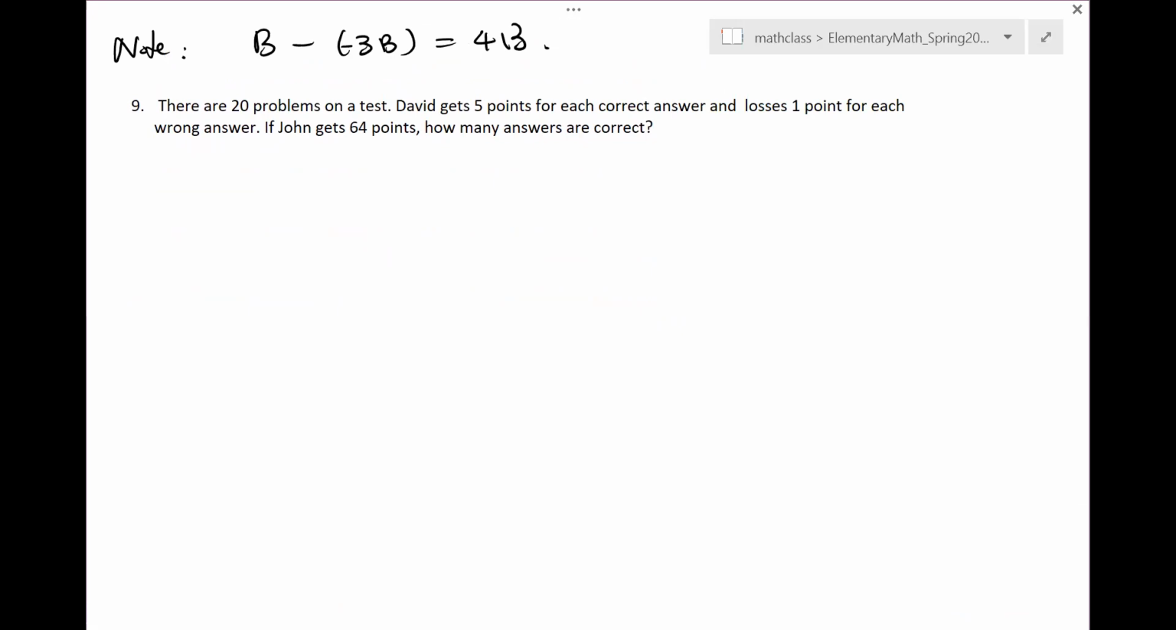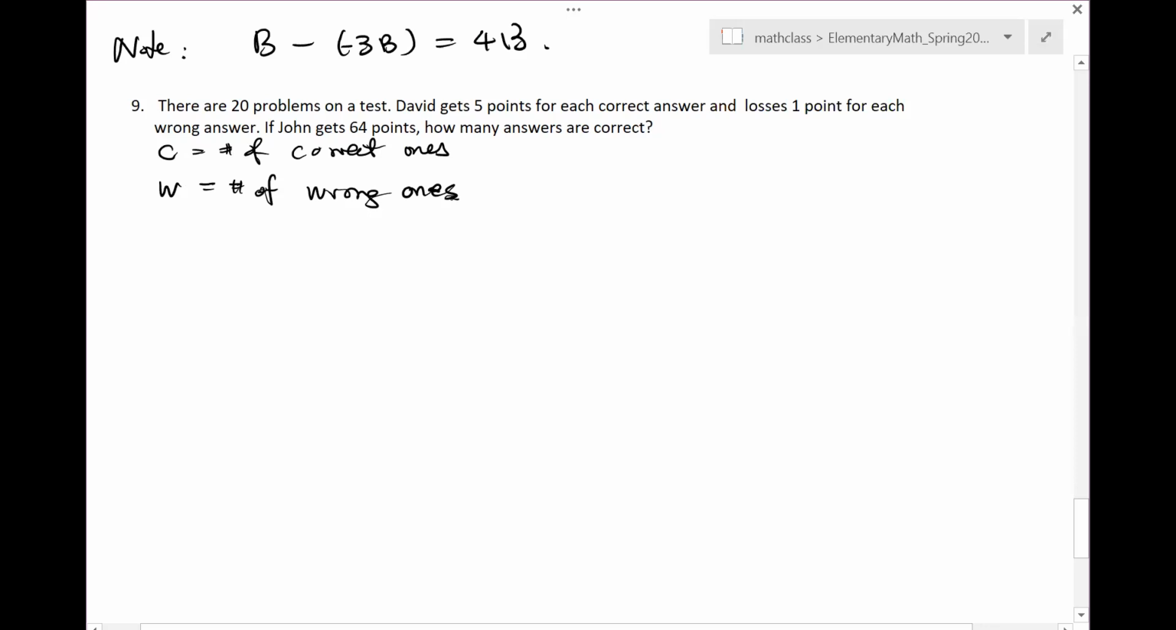Okay. So let's see, let's use the equation first. C is the number of correct ones, and W is going to be the number of wrong answers. Okay, so how many problems are there? Total 20. So C plus W is 20, right?